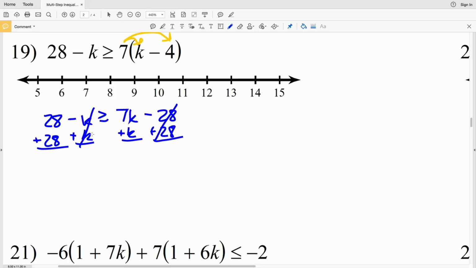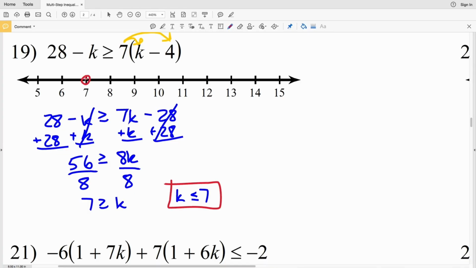28 plus 28 is going to give me 56, and that's going to be greater than or equal to 8k. Divide both sides by 8 to get that 7 is greater than or equal to positive k. You could also write this as k is less than or equal to 7. Circle the 7, shade it in, and then shade everything to the left as well, since k is less than or equal to 7.